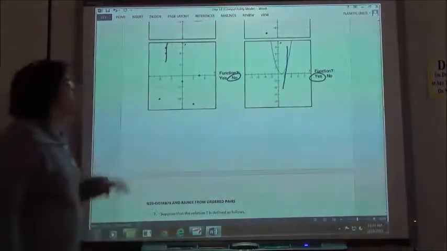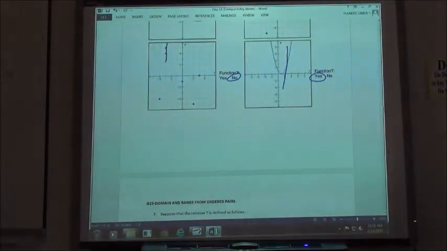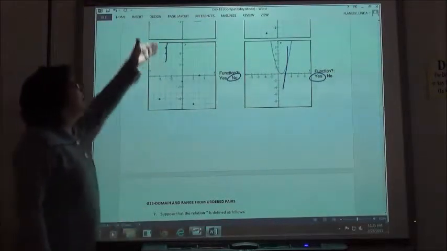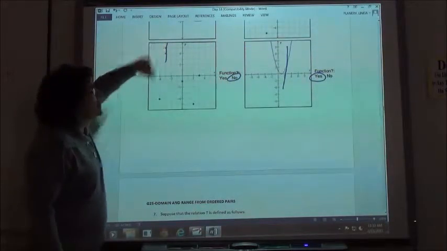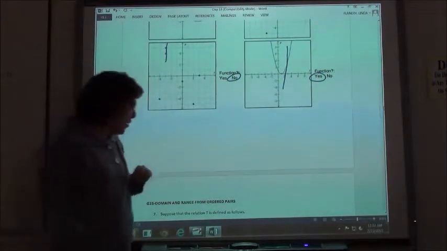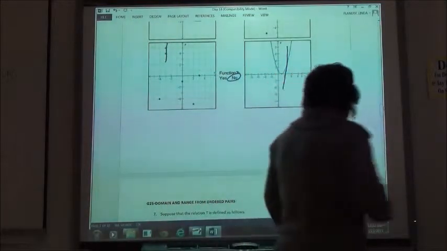So in order to be a function, any vertical line can only touch one point at a time, because any element in the domain, my x values, can only have one answer in my range. If it's got more than one, it's not a function.